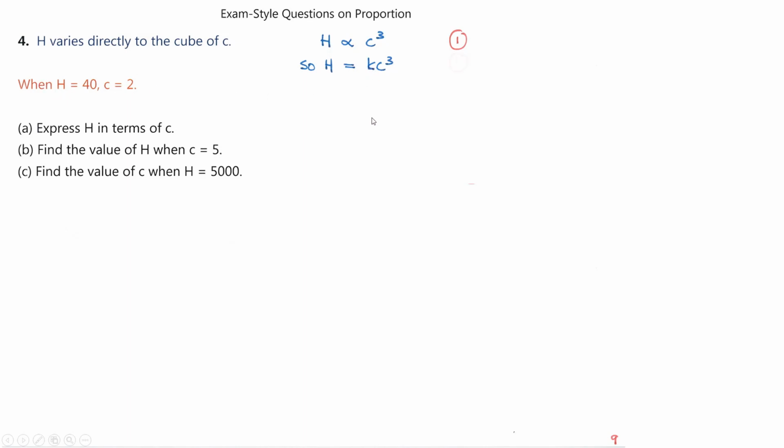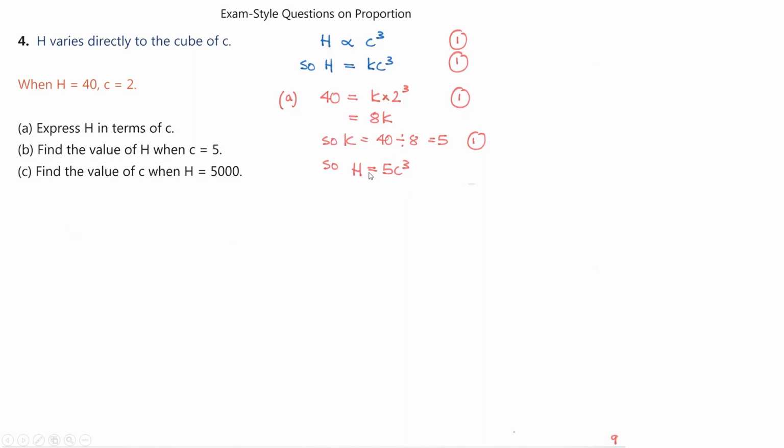So, just like before, put in the numbers. h is 40 and c is 2. And don't forget it's 2 cubed. 2 cubed isn't 6, it's 8. 2 times 2 times 2. So 40 is 8k. Divide both sides by 8 and you get that k is 5. So our formula here, and we said it was some amount of c cubed, well, we found out what that amount is. It's 5. So our formula is h equals 5c cubed.